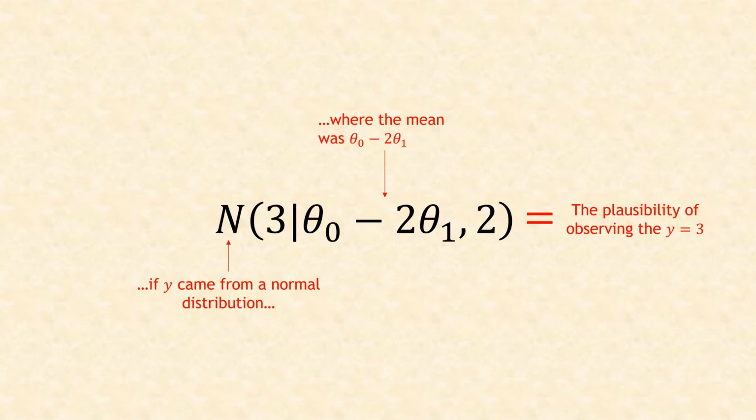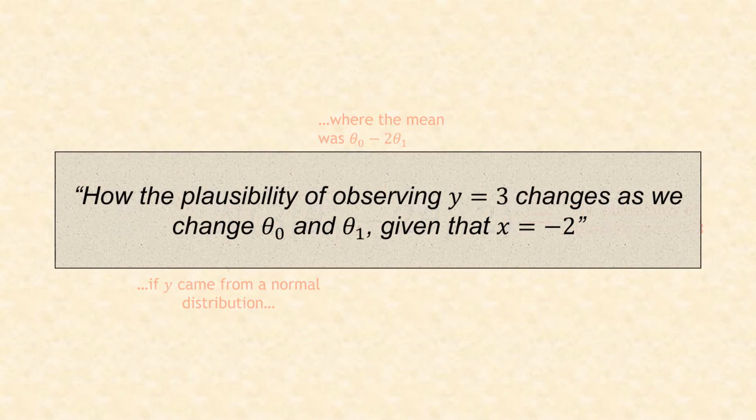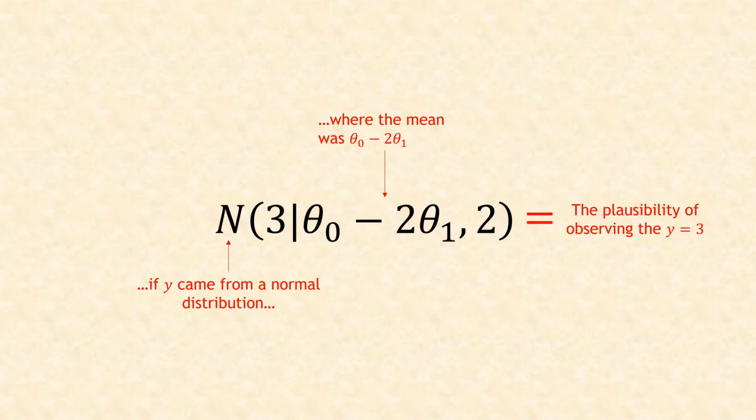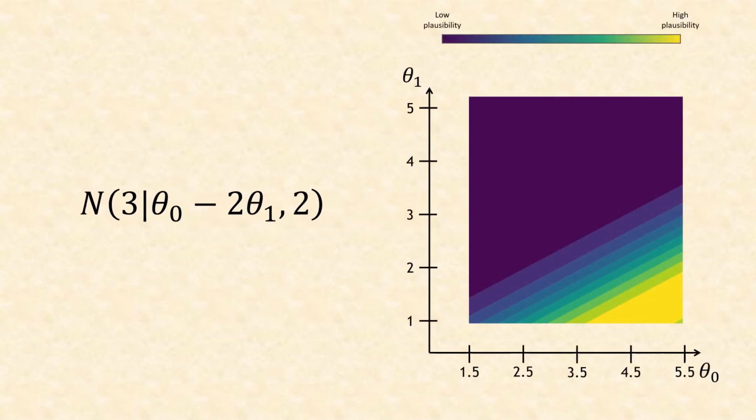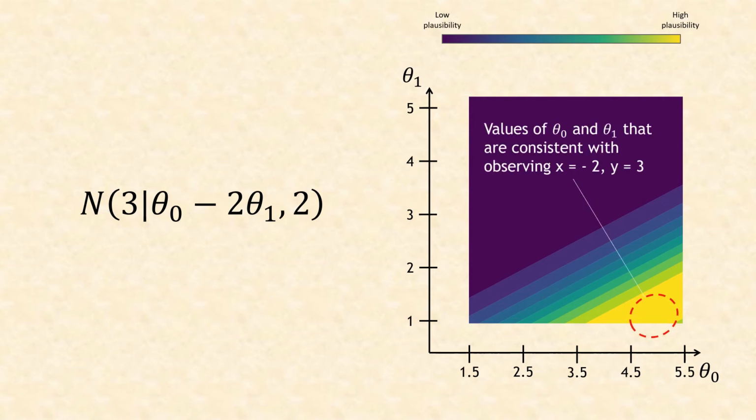And as θ0 and θ1 change, that plausibility number will also change according to how the mean of the normal distribution changes under the linearity assumption. In other words, this equation describes how the plausibility of observing y equals 3 changes as we change θ0 and θ1, given that x equals -2. We can plot this plausibility number on a two-dimensional heat map, shown here. Lighter values correspond to parameter pairs θ0 and θ1 that are most consistent with observing x equals -2 and y equals 3. In this case, θ0 around 5 and θ1 around 1 is the most consistent.